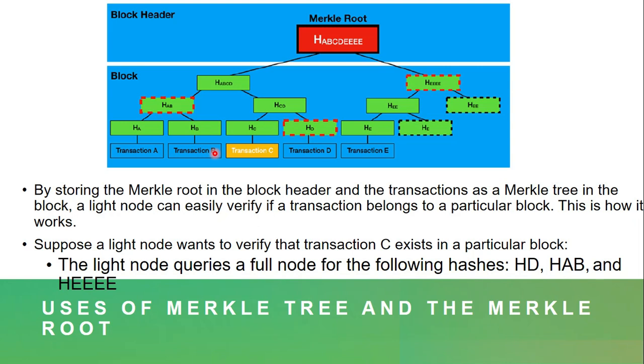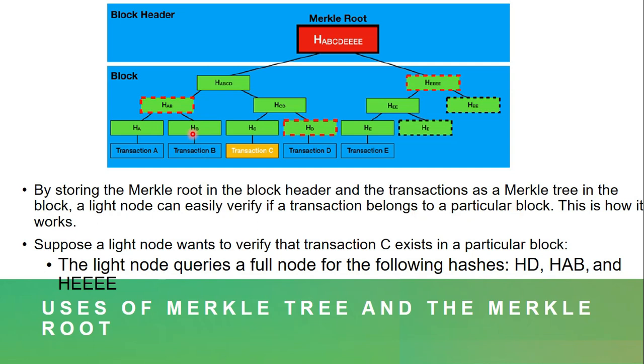Now let's consider one example. I'll see whether you are able to understand this example or not. This is a really excellent example. By storing the Merkle root in the block header, this is the Merkle root I've stored in the block header, and the block header is basically stored in the light node. I keep saying this again and again because everything is linked together. So by storing the Merkle root in the block header and the transactions as a Merkle tree in the block, a light node can easily verify if a transaction belongs to a particular block or not.